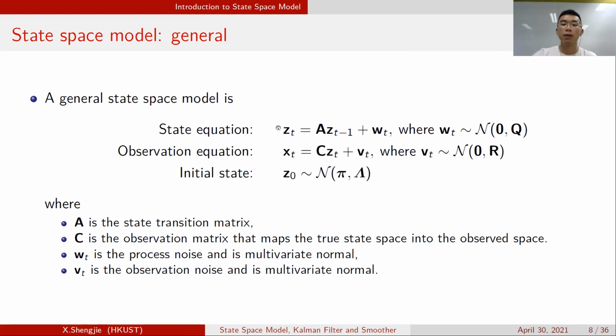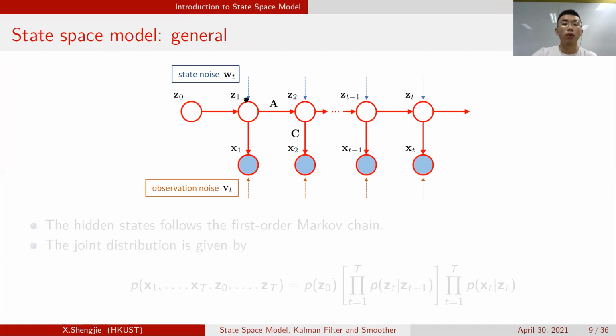And the state can be a vector, since there are multiple states. The observation can also be a vector, meaning that there are multiple sensors recording the position at the same time. So this is a more general form, nothing special compared with the previous one. And its graph will look almost the same, but with a matrix here.